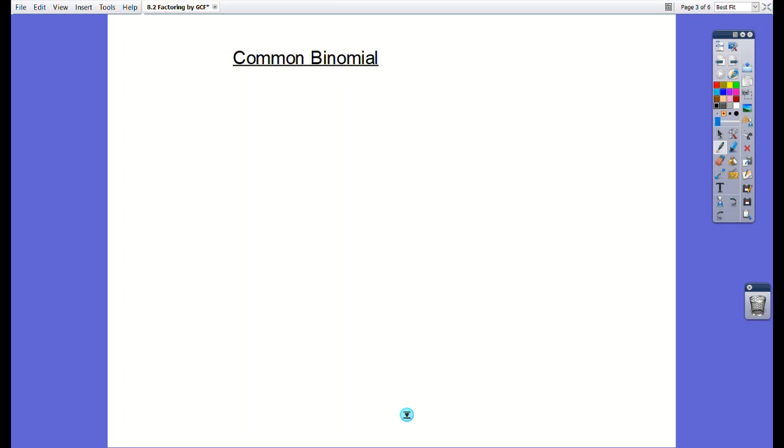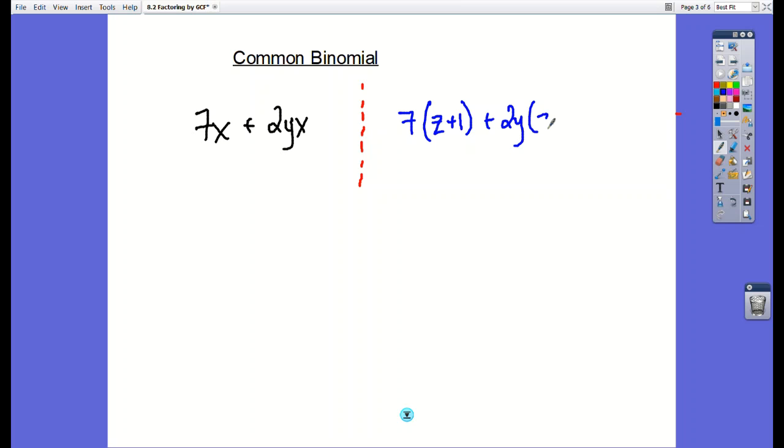So let's say that we have 7x plus 2yx on one side, and on the other, let's say we have 7 times z plus 1 plus 2y times z plus 1. Somebody tell the whole class, how do you factor the left side? Ignore the right, ignore the blue. How do we factor just this? David?